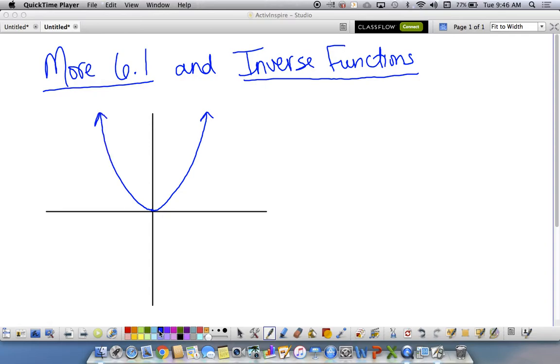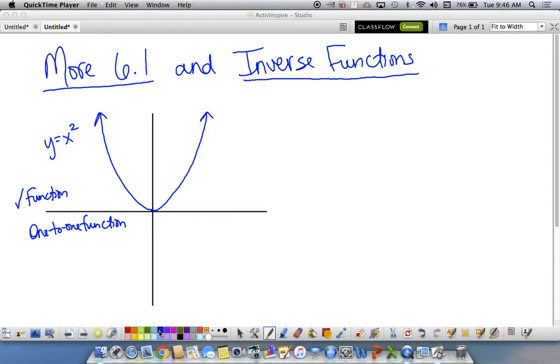Now, I need you to answer a question. Is y equals x squared a function? We answered that the other day. Yes, it is a function. Is y equals x squared a 1-to-1 function?